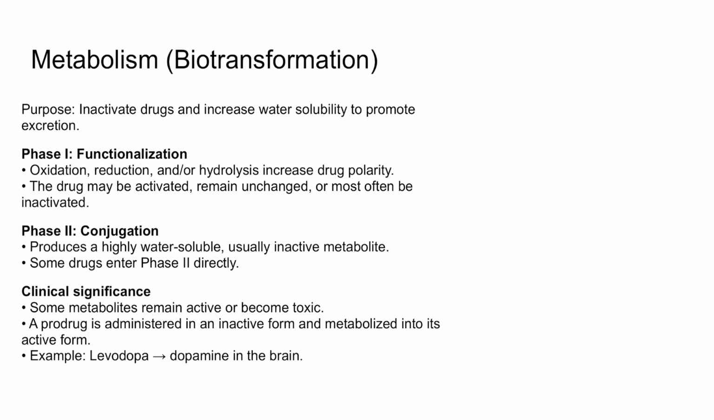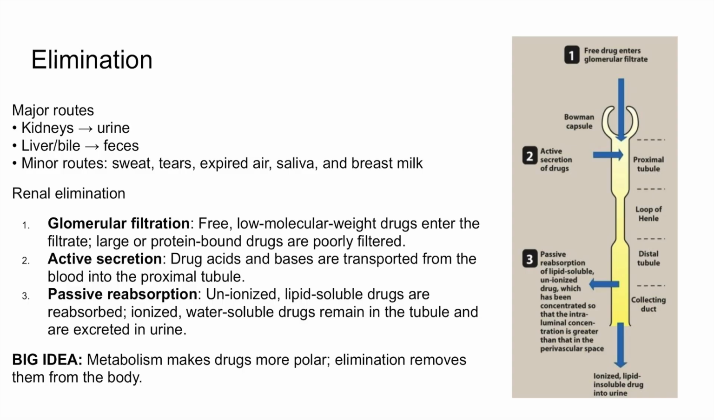Not every drug must pass through both phases, and some enter phase 2 directly. Levodopa is an example of a prodrug. It crosses the blood-brain barrier in an inactive form, and then it's converted into active dopamine within the brain. So drug elimination occurs primarily through the kidneys and through the liver and bile.